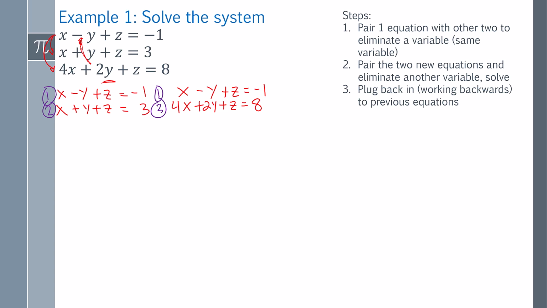So in eliminating the y, in that first pair, the y's are already opposites. So if I combine them together, the y's cancel out. x plus x is 2x. z plus z is 2z. Negative 1 plus 3 is 2.